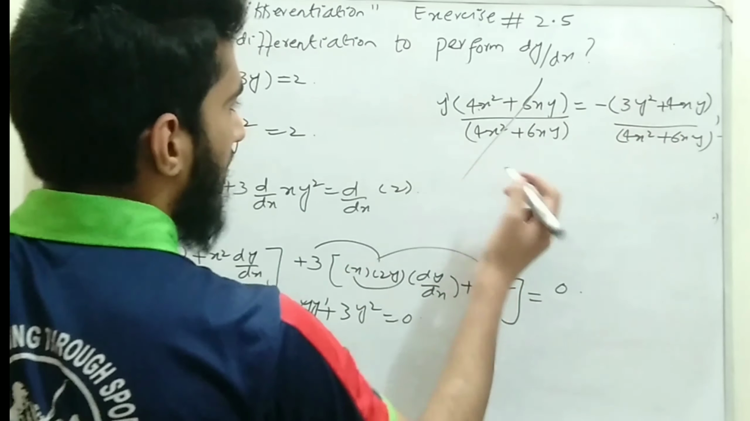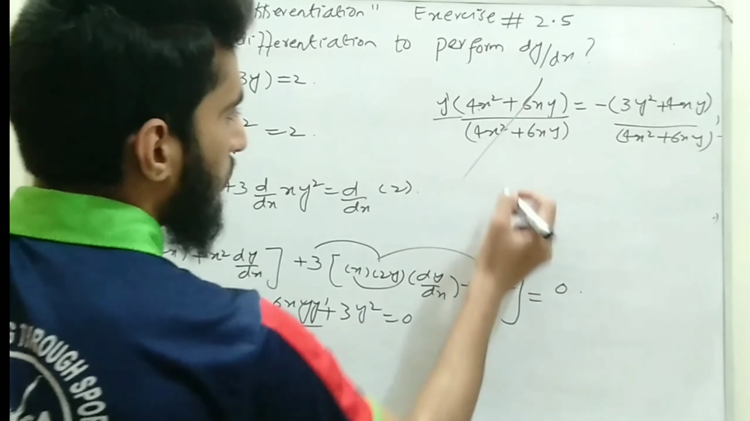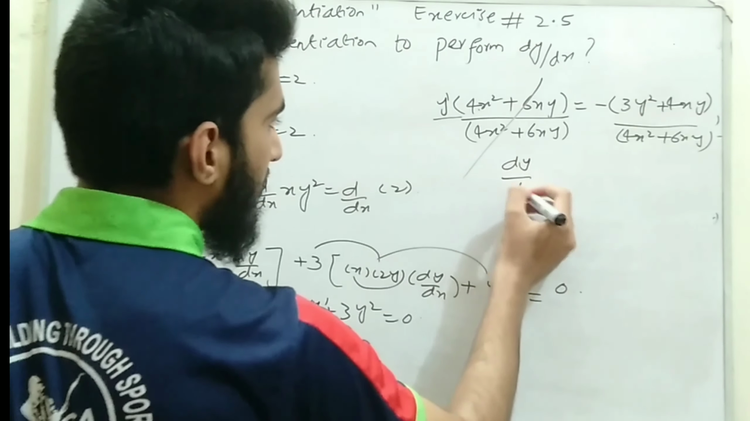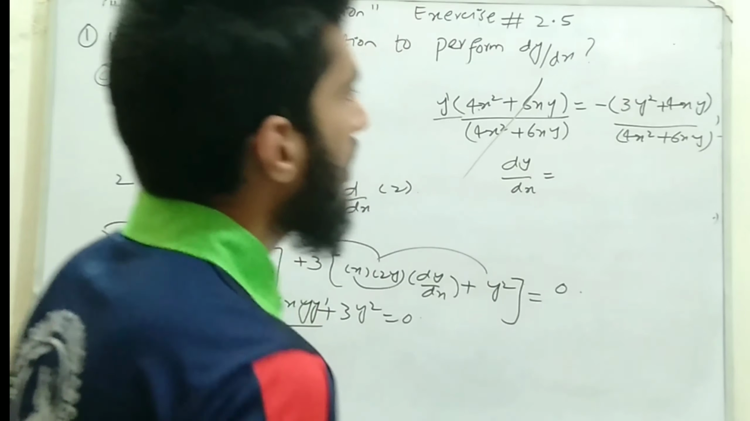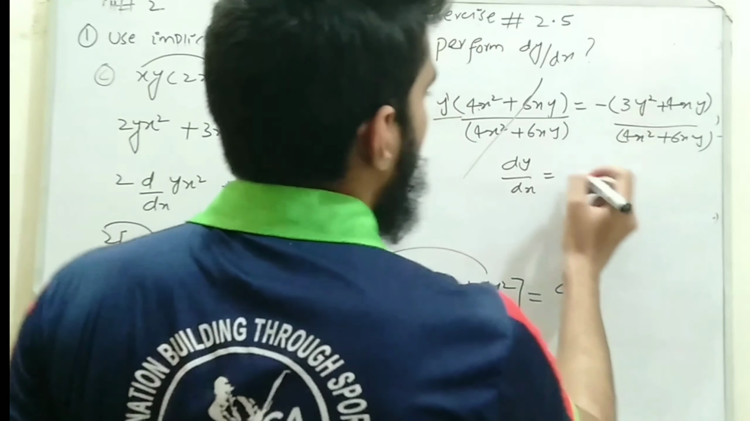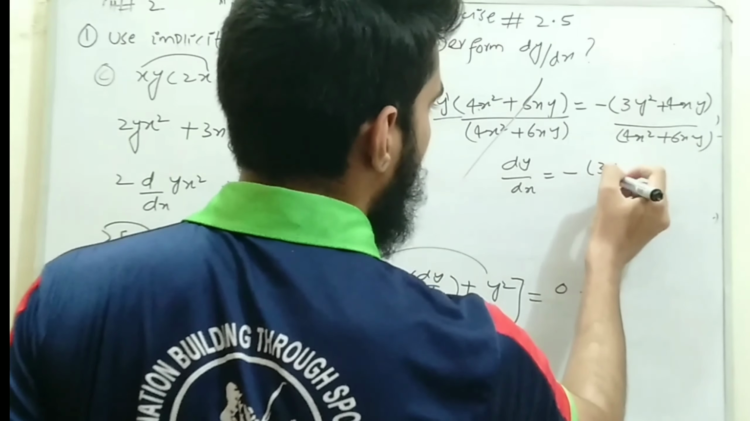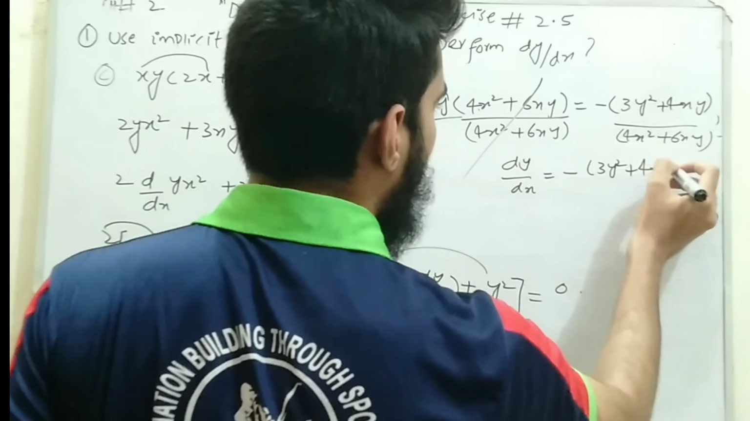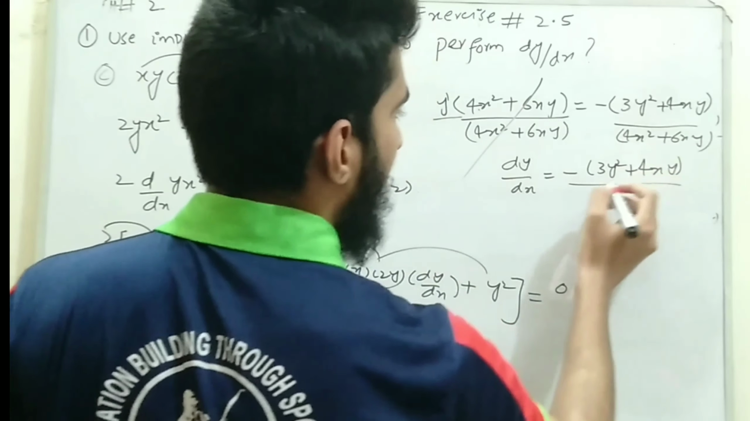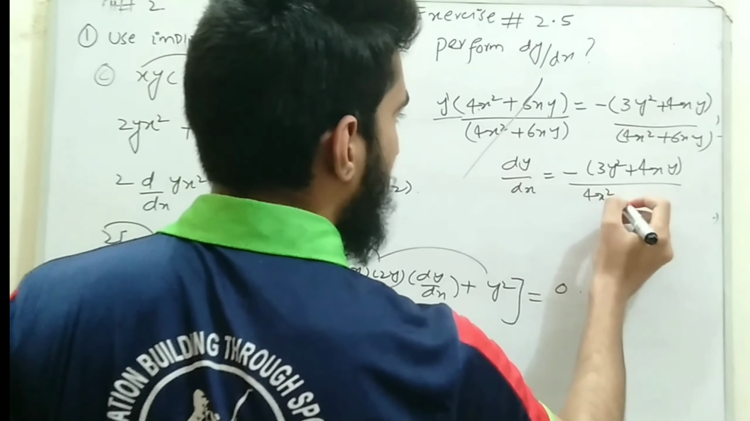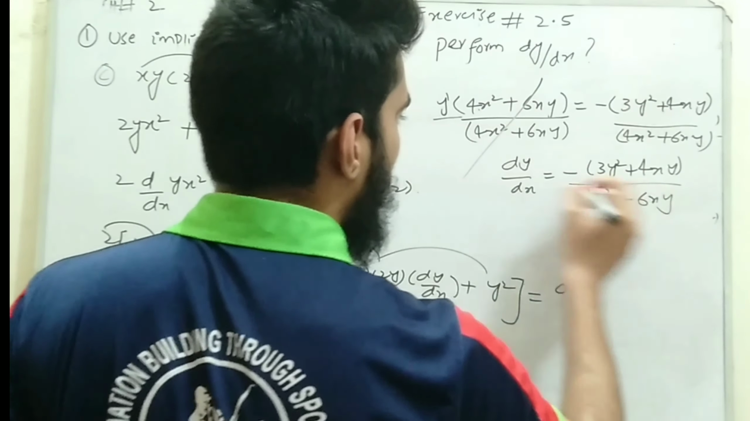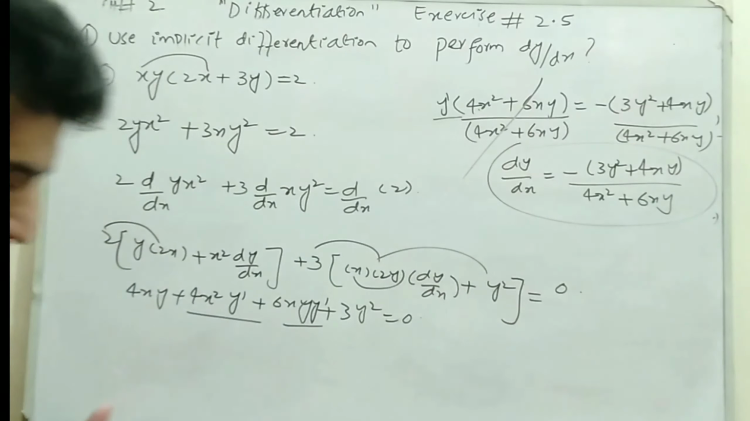And this side here cancels with each other, we are left with y dash. Y dash is actually equal to dy by dx, which will be equal to minus times 3y square plus 4xy divided by 4x square plus 6xy. So this is the required derivative.